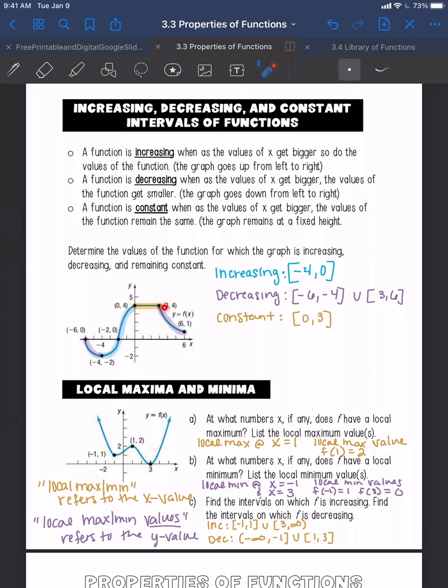I then stay on a horizontal line, so I'm staying constant here. So the function is constant on the interval 0 to 3. And then I decrease again until I get to x is 6. So I'm also decreasing on the interval 3 to 6.